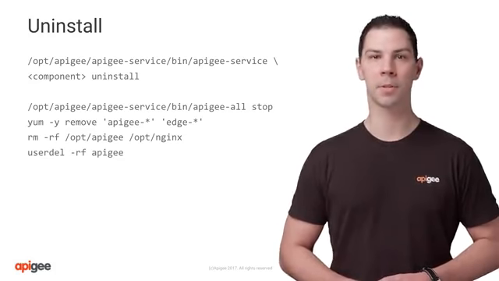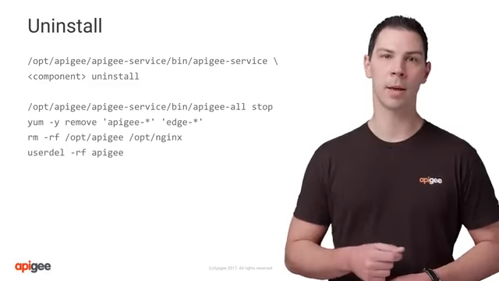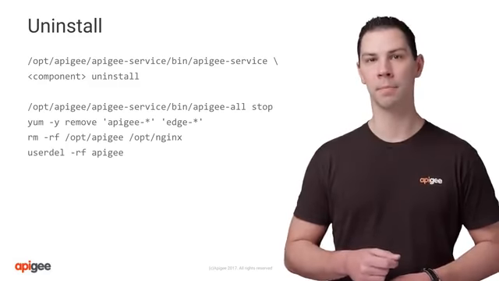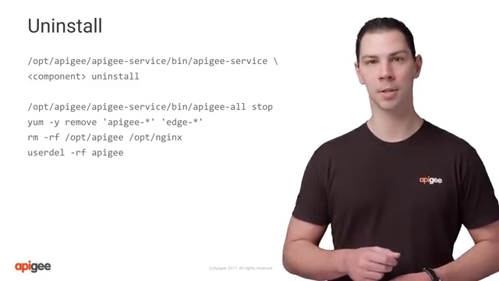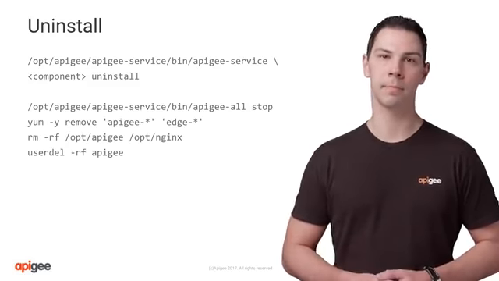To completely remove Apigee from a host, stop all Apigee services, remove all Apigee and related packages using Yum, remove the Apigee and Nginx installation directories, and finally, remove the Apigee user and group.